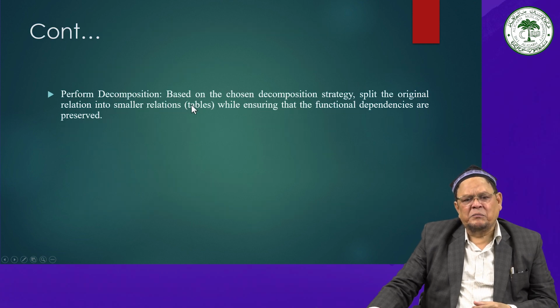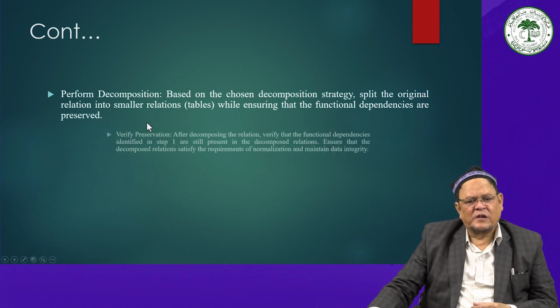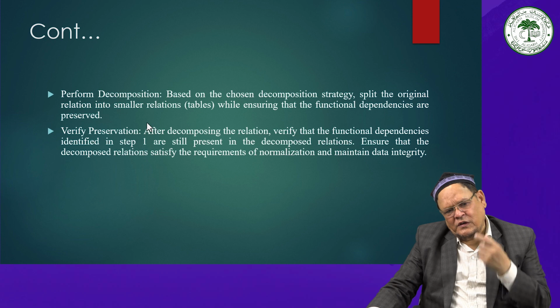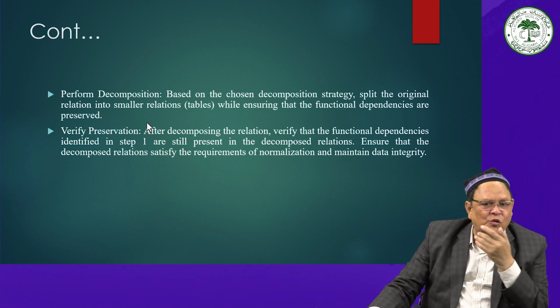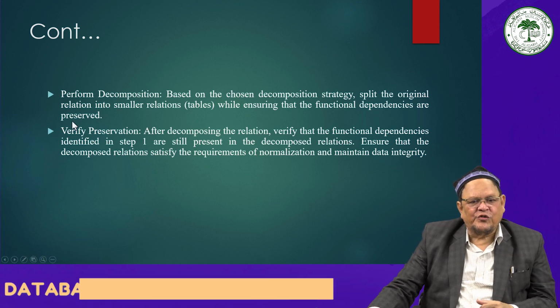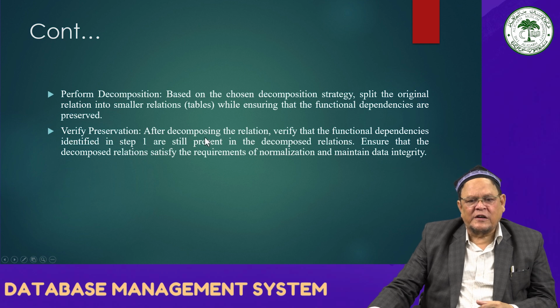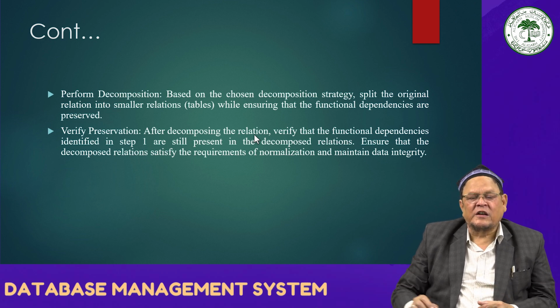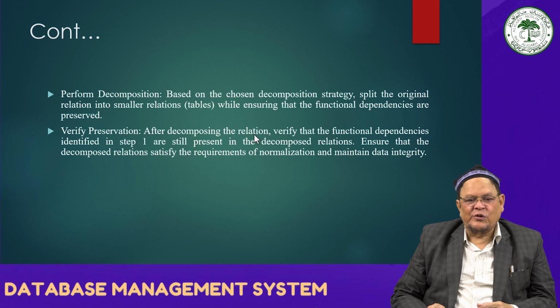Perform decomposition based on the chosen decomposition strategy. Split the original relation into smaller relation tables while ensuring that the functional dependencies are preserved. I have already explained this. These are the steps you have to check. Verify preserving. After decomposing a relation, verify that the functional dependencies identified in step 1 are still present in the decomposed relations. Ensure that the decomposed relations satisfy the requirement of normalization and maintain integrity.